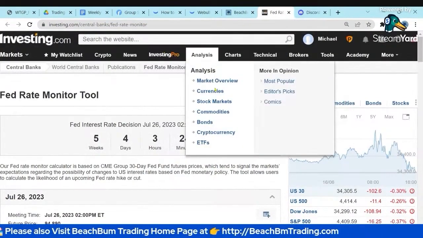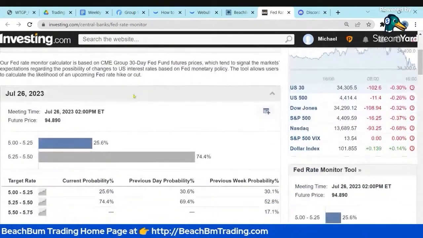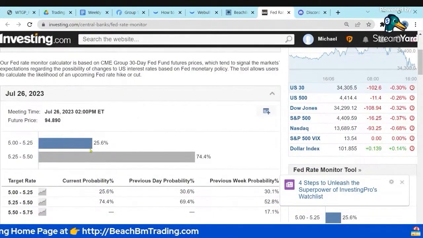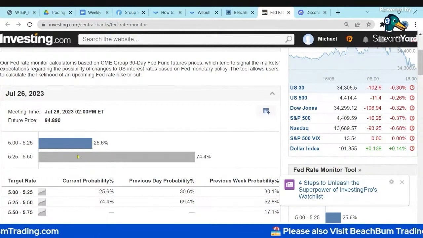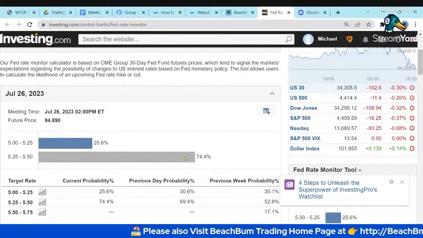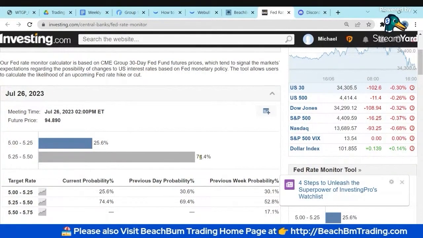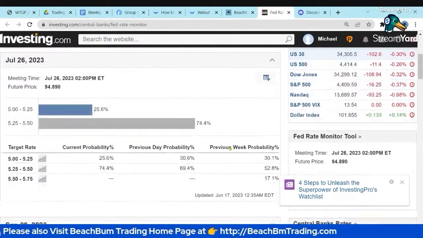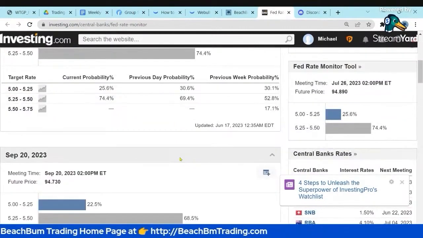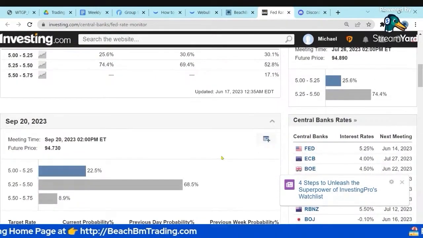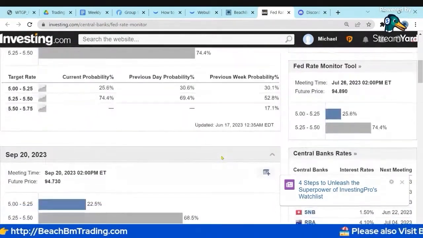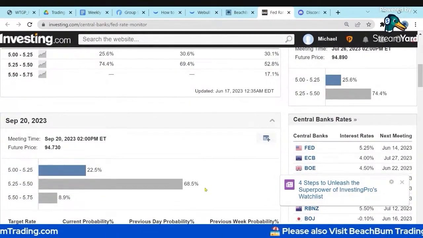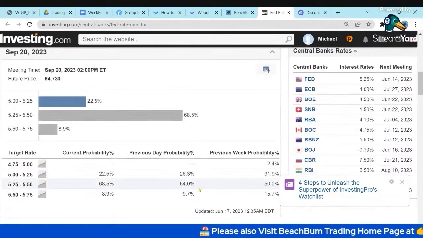So if I look at the Fed Rate Monitor tool, now we see July. Right now they're betting on a 25 basis point, almost 75%, 25 basis point hike in July, which again is kind of my hypothesis. Let's see what they say for September. So September, if we get up to 550 in September, they're saying hold in September.